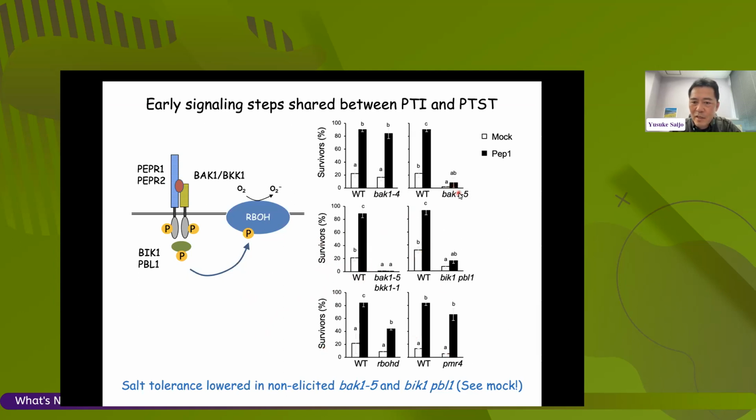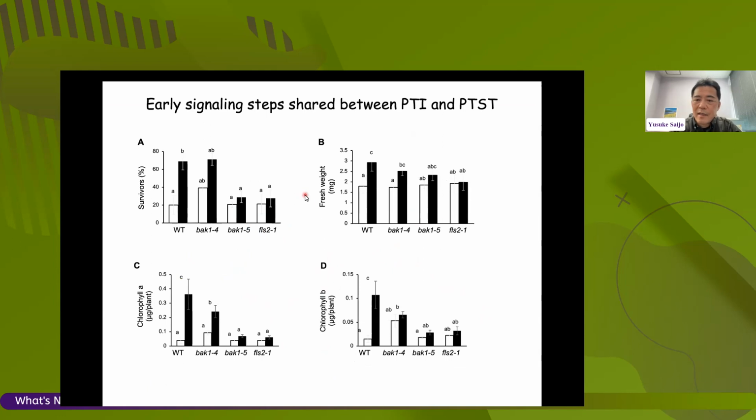So for example, if you look at the core receptor mutants and these RSAK mutants, without PEP application, these seedlings are already more susceptible or sensitive to stress. This suggests that the endogenous ligand and receptor system seems to be involved in salt tolerance as well. And then we tested and showed that this is also the case for fructane-2 induced PTSD.